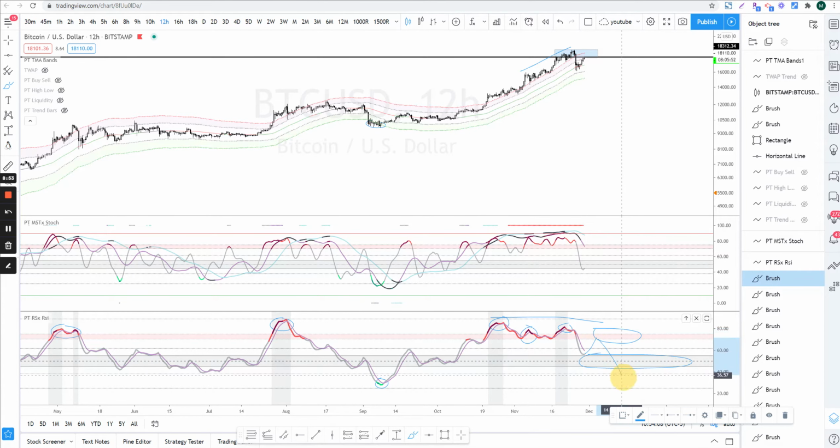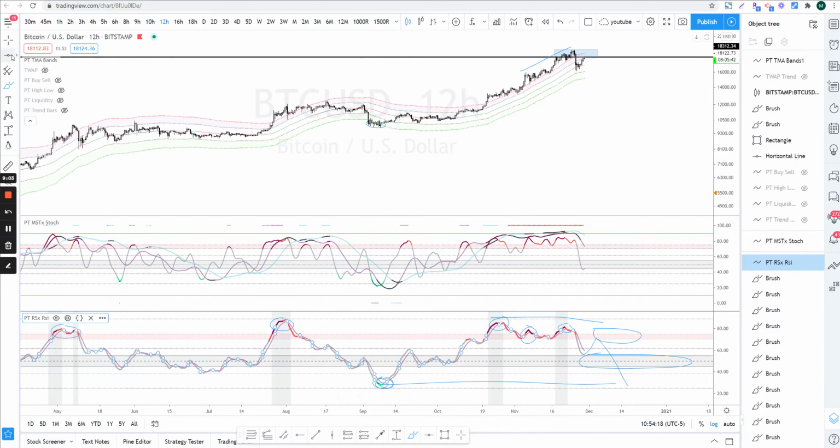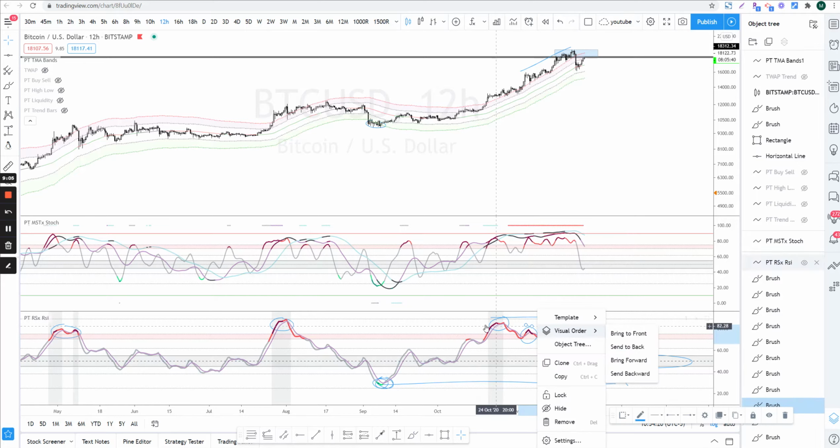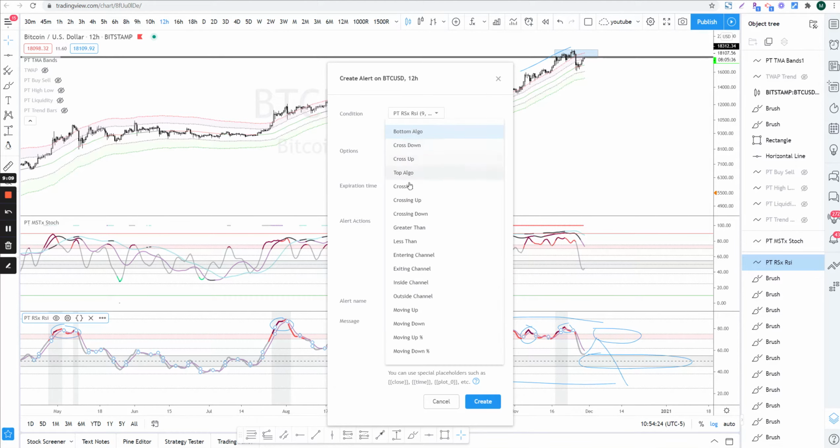Whether this rejects and goes down and creates another bottom like this, which you're going to have to long. If you see the RSX on the 12-hour on swing mode, do this, man. Right-click this. Do yourselves a favor. Right-click. Add alert. Bottom algo.